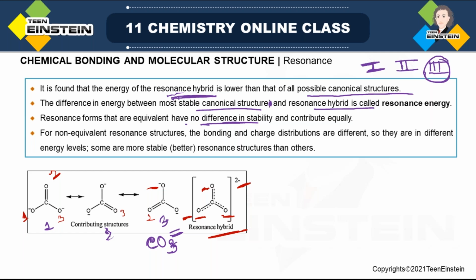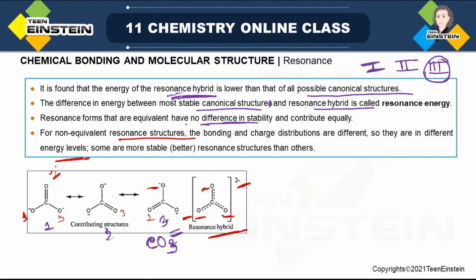But what about non-equivalent structure? When there is a non-equivalent resonance structure, the bonding and charge distributions are not the same. So they are at different energy levels. Suppose there are a total of 3 resonance structures. All these 3 are not equivalent.